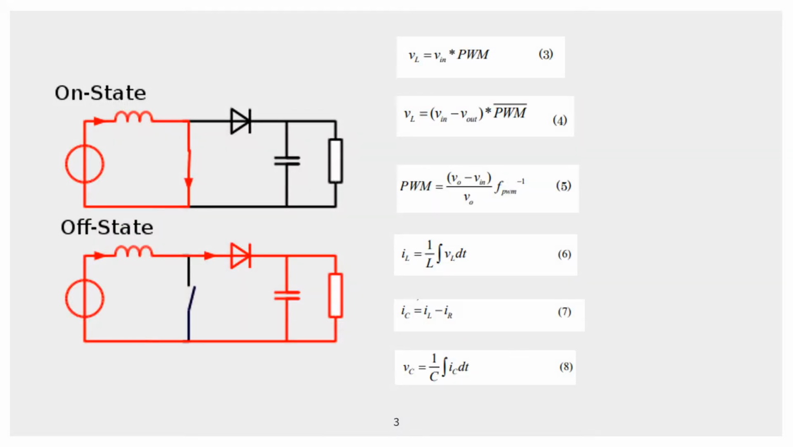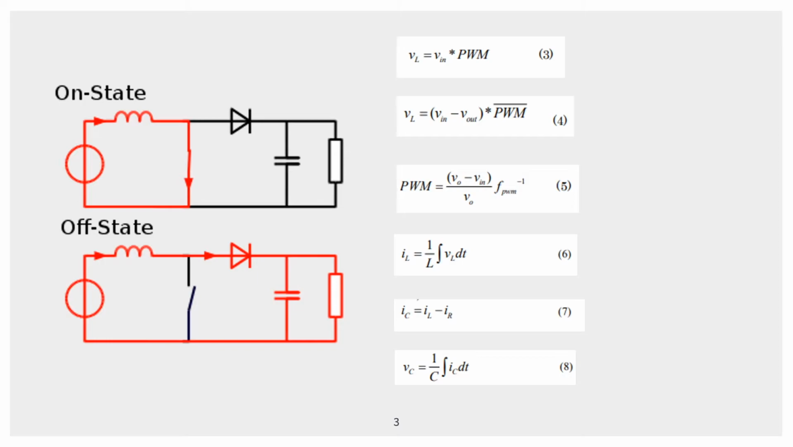Now, the main equations are these six equations, equations 3 to 8, which are obtained from the on state and off state. VL, the inductor voltage, is equal to the input voltage times PWM, whenever the duty cycle is high, that is, whenever the PWM output is high. And VL is also equal to V input minus V output times PWM bar, the NOT of PWM, when it's in the off state. So when the switch is on, it's PWM, and when the switch is off, it's PWM bar.